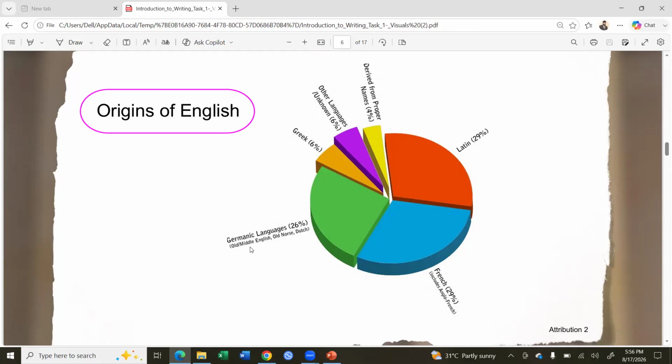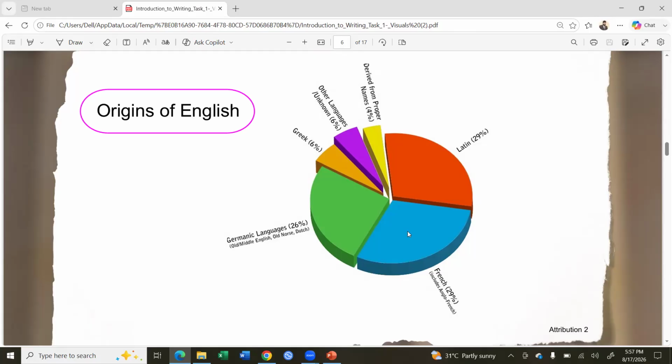Germanic languages such as Old Middle English, Old Norse, and Dutch language, the composition of English, it's playing 26%. Greek is also 6%. Other languages 6%. Derived from proper names 4%. And collectively it makes 100%. Is it clear? So this pie chart is all about origin of language. That you can see through this pie chart who is the most contributor into the English language and which language is the least contributor to the English language.